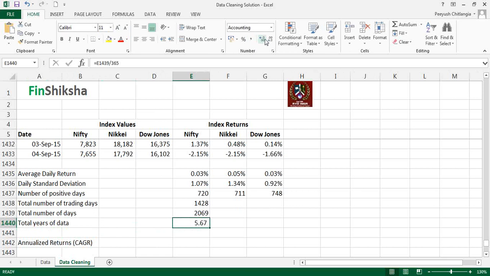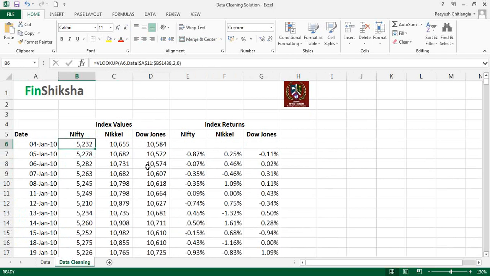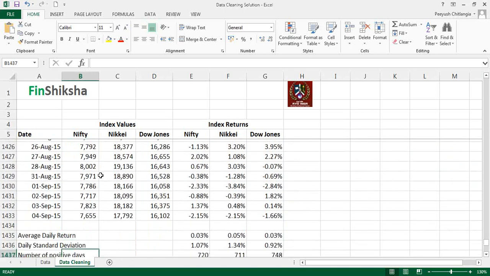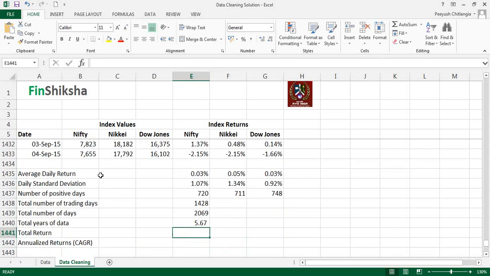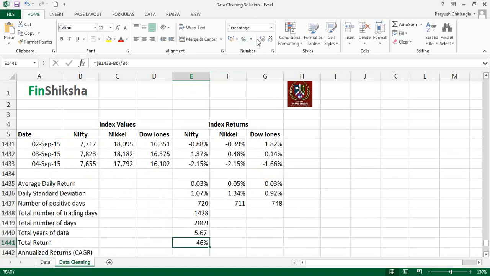Now, what is the absolute total return, the total return that we have made? On Nifty, we invested at a value of 5232, and that turned into a value of 7,600 odd, 7655. So the total return would be 7655 minus 5232, divided by 5232 for Nifty. That is the total return made over this period of 5.5 years or so.